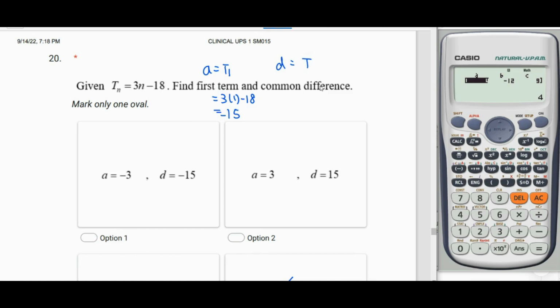Common difference, we need T2 minus T1. Common difference is arithmetic, so we use minus. T2, we will substitute 2 into n. So actually just now we got the answer, but we want to continue for the concept. We want to see here is the common difference. So 3 times 2 minus 18. So T1 is negative 15. So we just simplify here.